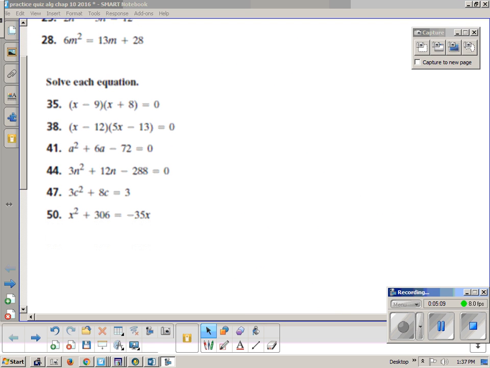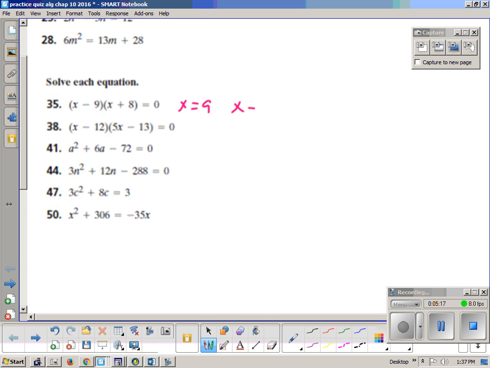Now we're going to look at 35 through 50. And this one here is just going to be x equals 9, x equals negative 8. Again, set each one of these equal to 0. Same thing happens for this one, and we're going to get x equals 12, and x equals, you bring the 13 over, divide by 5, 13/5.